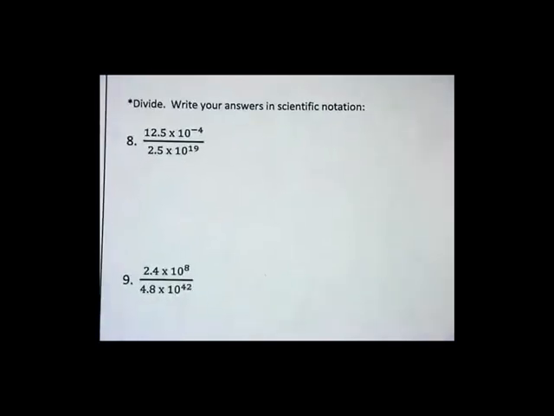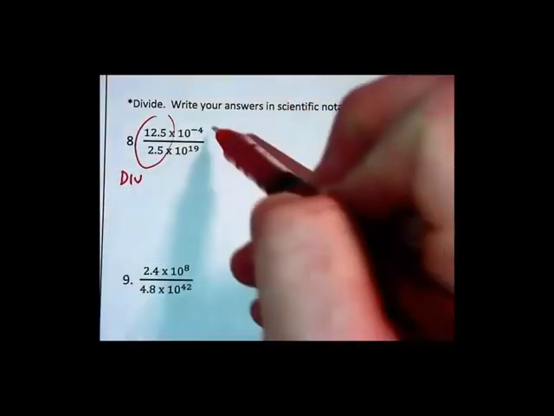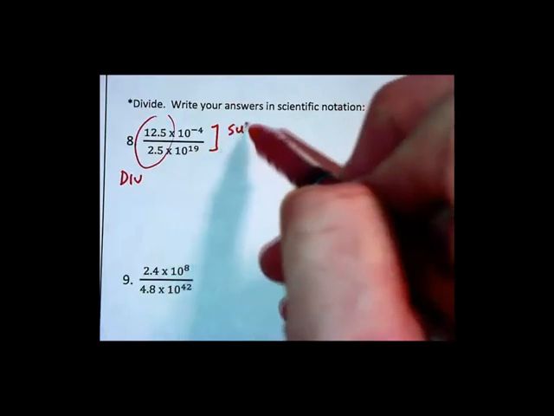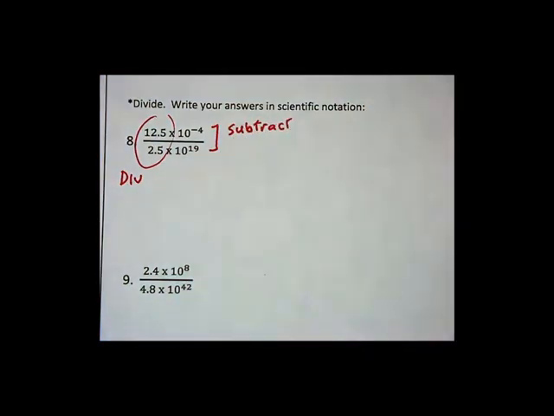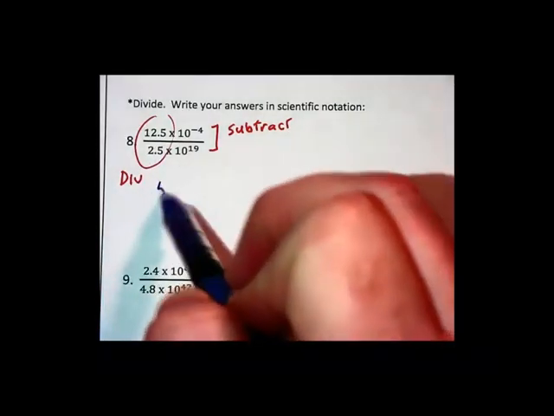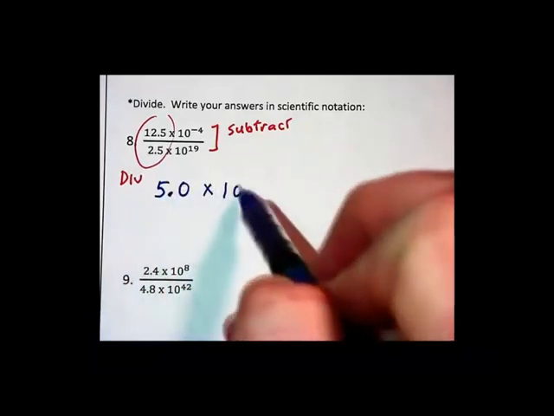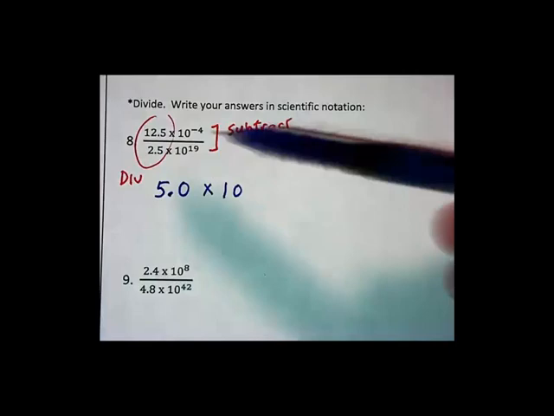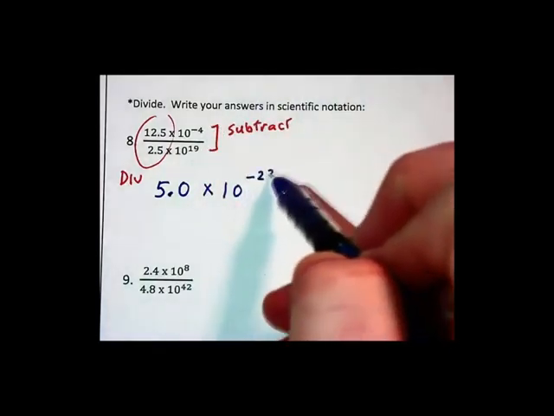When it comes to division, we're going to do exactly the opposite of what we did a moment ago. We're going to be dividing these numbers out in front, and we're going to be subtracting the exponents. Now 12.5 divided by 2.5 turns out to be 5. I'm going to write it as 5.0 times 10 to the, subtract, negative 4, take away 19 is negative 23.